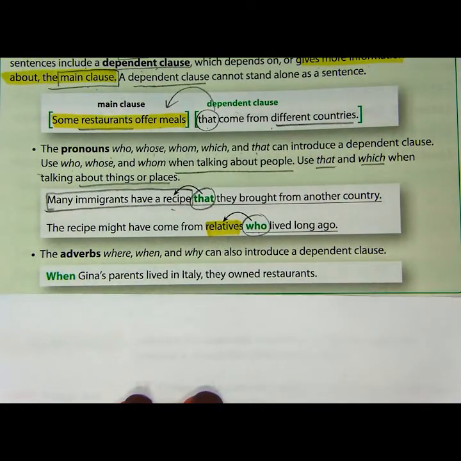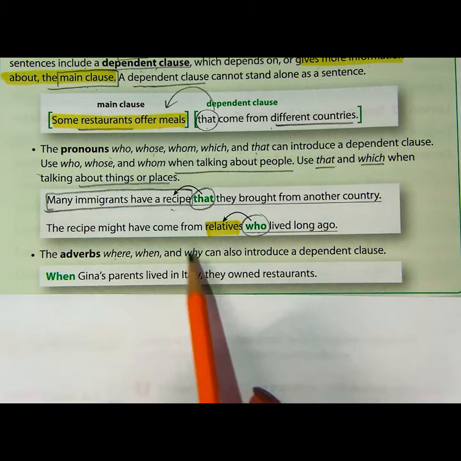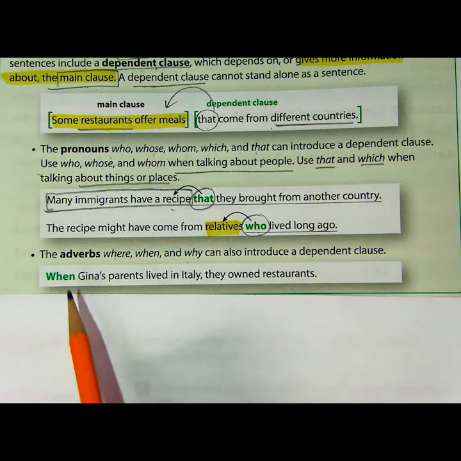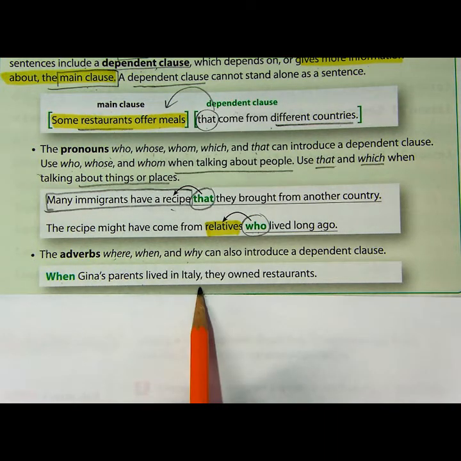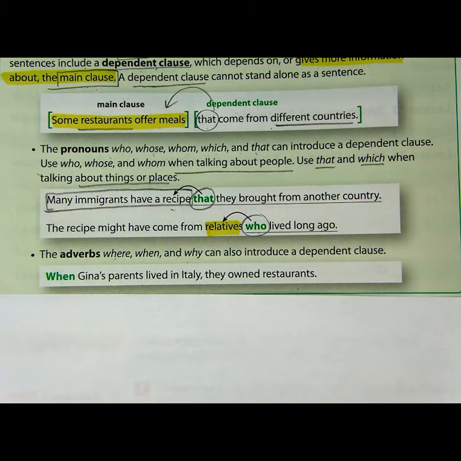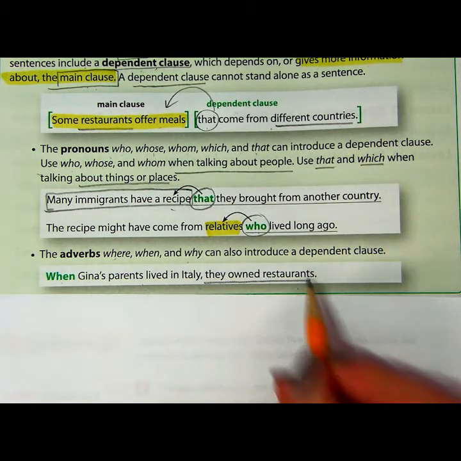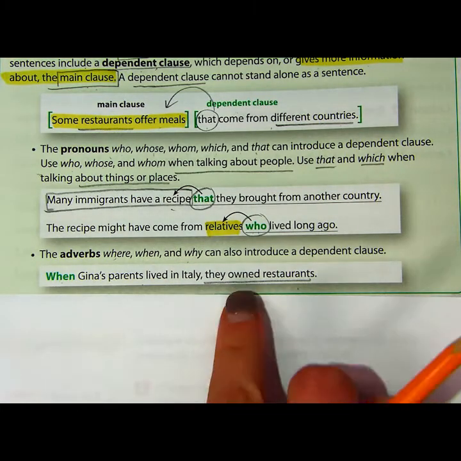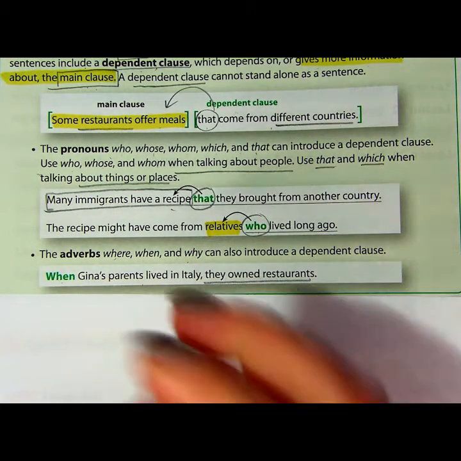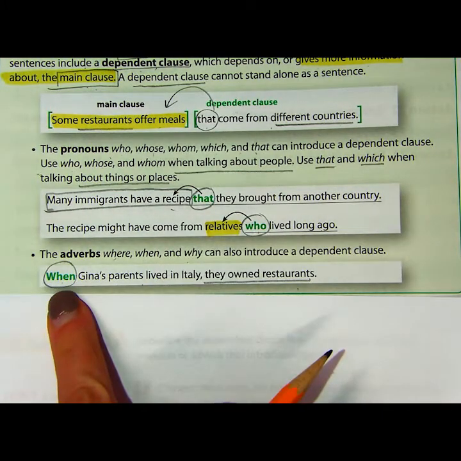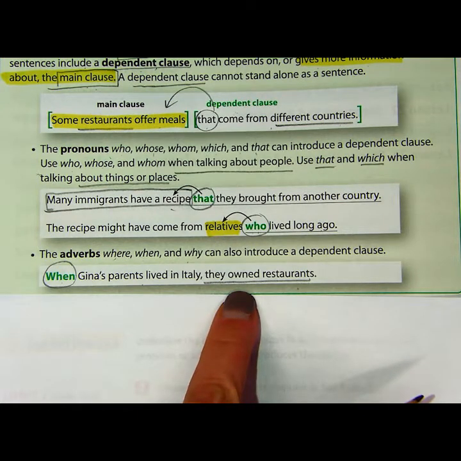You might use adverbs such as where or when or why to introduce a dependent clause. Let's look at this example. When Gina's parents lived in Italy, they owned restaurants. What's your main clause here? Well, you're focused on that they owned restaurants, but if you want to know more about it, you learned that they owned the restaurants when they lived in Italy. So we use the adverb when to give us more information about our main clause.